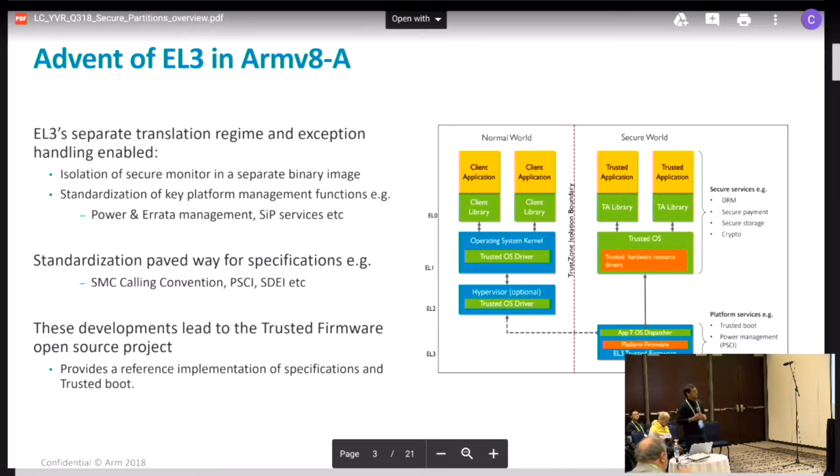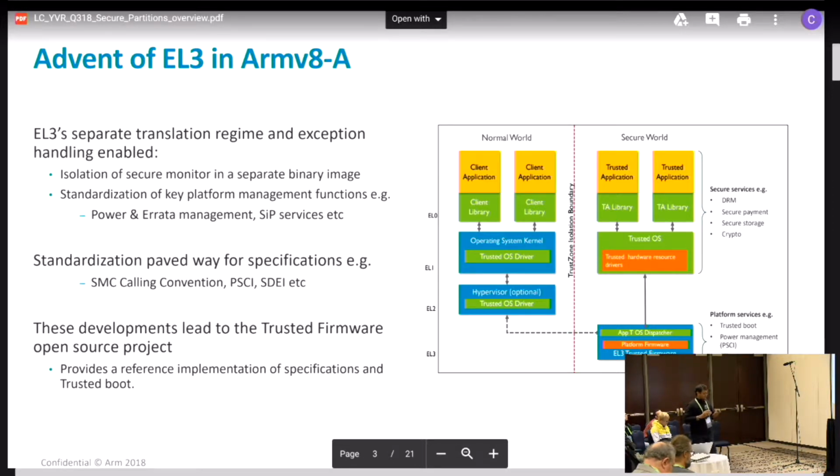And the software stack looked something like this. So in the normal world, the trusted OS bits were pretty much the same. If there was a hypervisor, then we would need a trusted OS driver sitting in the hypervisor as well. But the EL3 firmware had a combination of platform-specific code provided by the SIPs. There was a trusted OS dispatcher that's responsible for communicating with the trusted OS, which is entirely in secure EL1 and secure EL0.